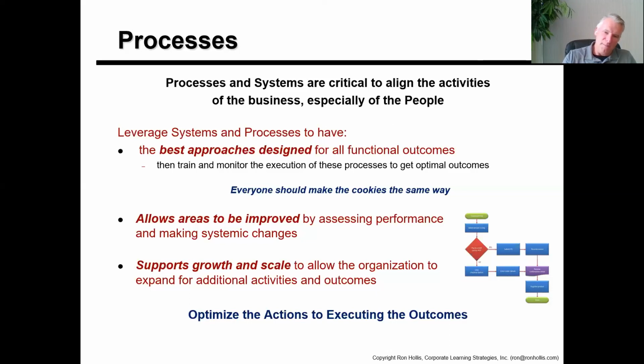And when I add more people, I create more opinions and more free will, which creates complexity. I call that the art of business. And so you have to have systems and processes to bring all that activity together in an aligned, orchestrated way. So you want to optimize the actions to executing the outcomes: systems and processes.